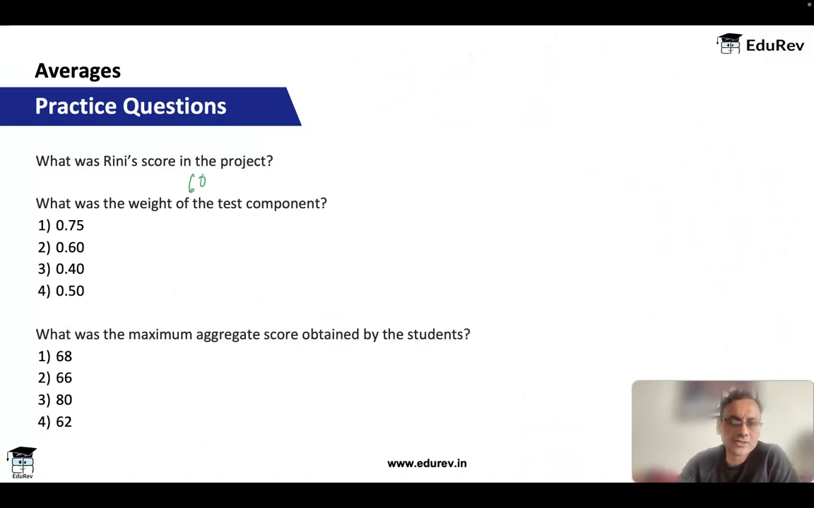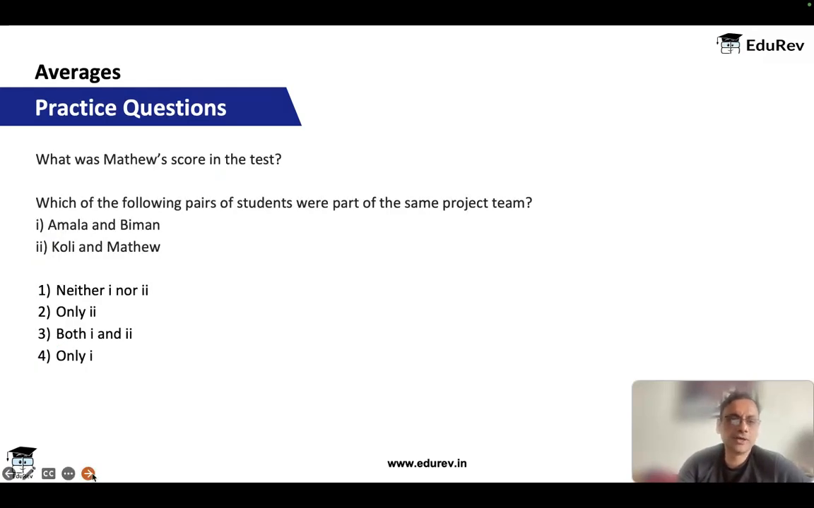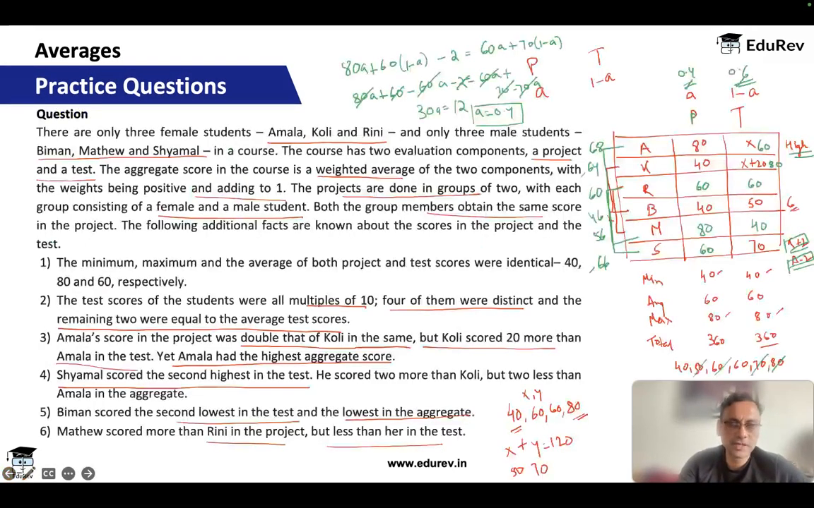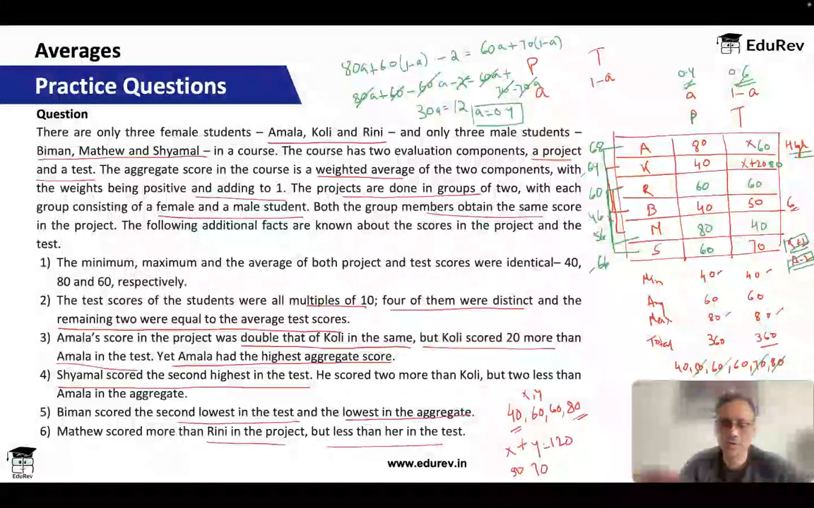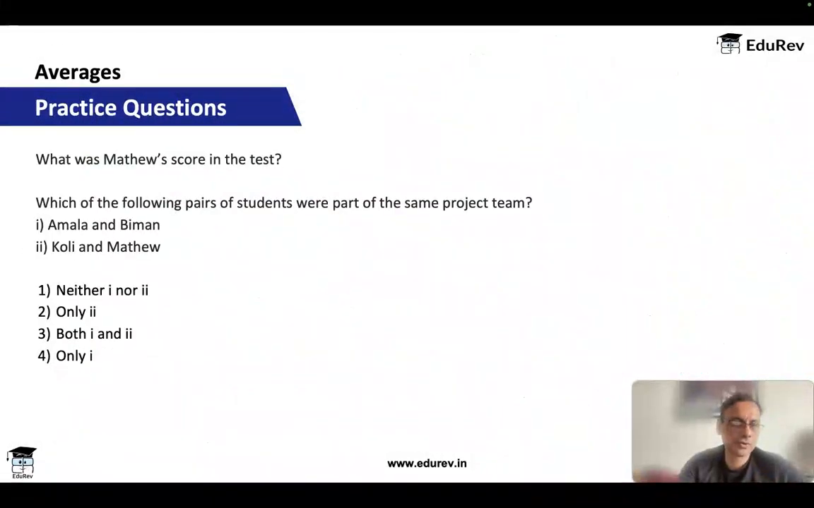What was the weight of the test component? Test weight was 0.6, right? Project was 0.4, test was 0.6. What was the maximum aggregate score obtained by the student? 68, which Amla got. So you can see after this, there is no effort in answering the questions. What was Matthew's score in the test? Matthew's score in the test was 40. So he got a score of 40.